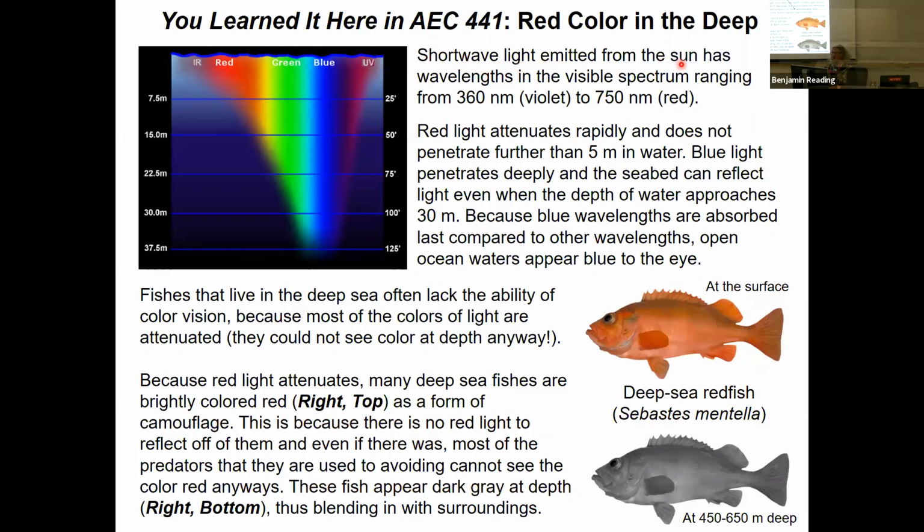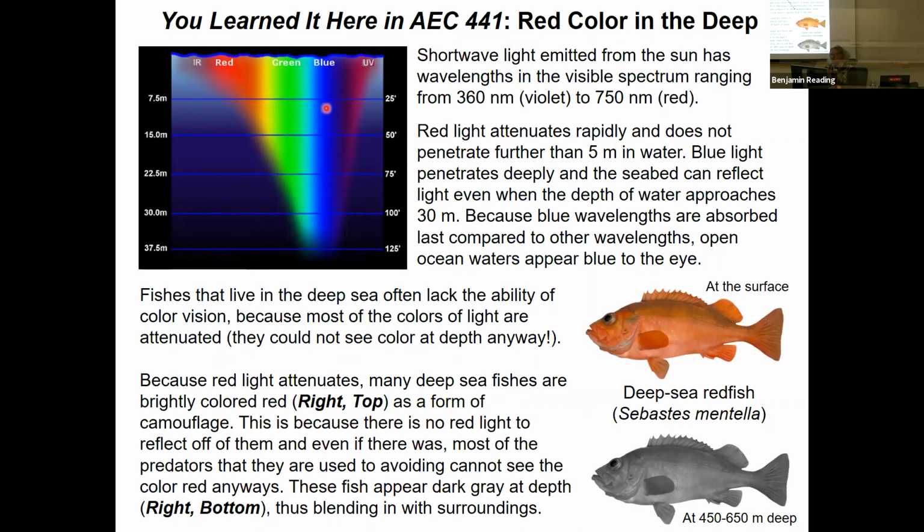wave light is emitted from the sun in the visible spectrum, right? Wavelengths in the visible spectrum range from about 360 nanometers to 750 nanometers in red. So red light attenuates rapidly at depth. This is how much red light penetrates: it does not penetrate further than about 5 meters into the water. After that, it's gone. There's no red light down here in the deep.